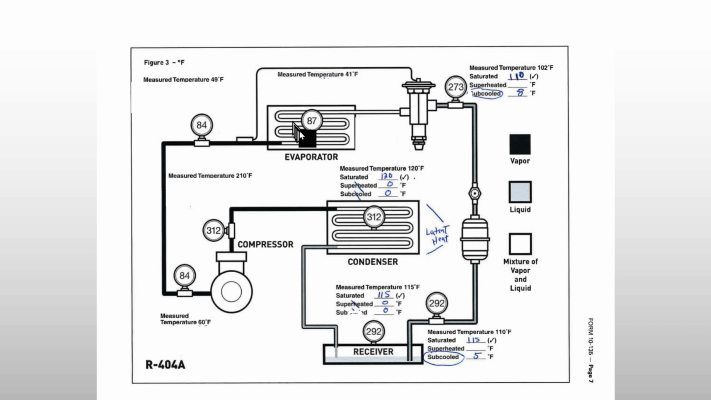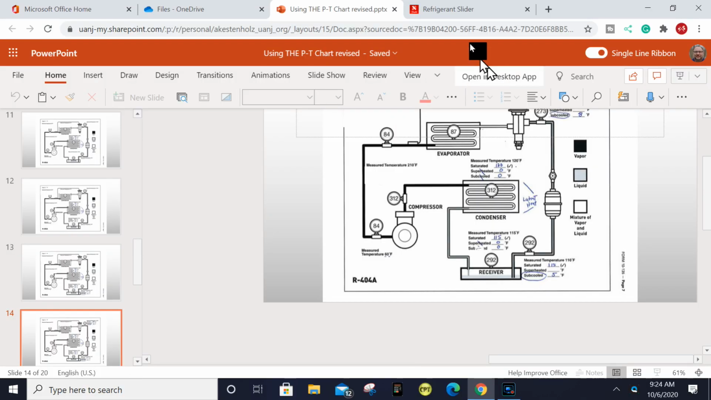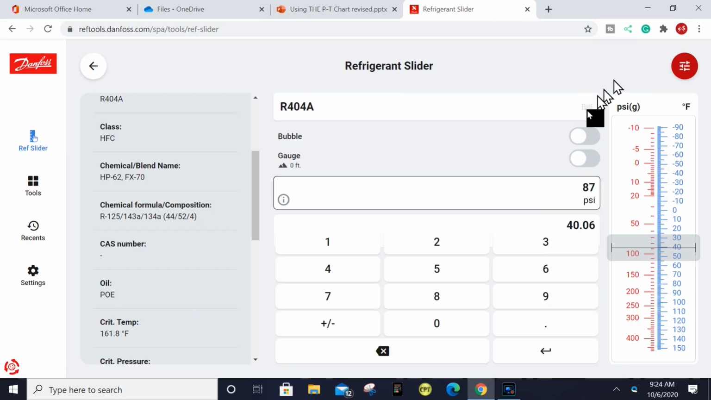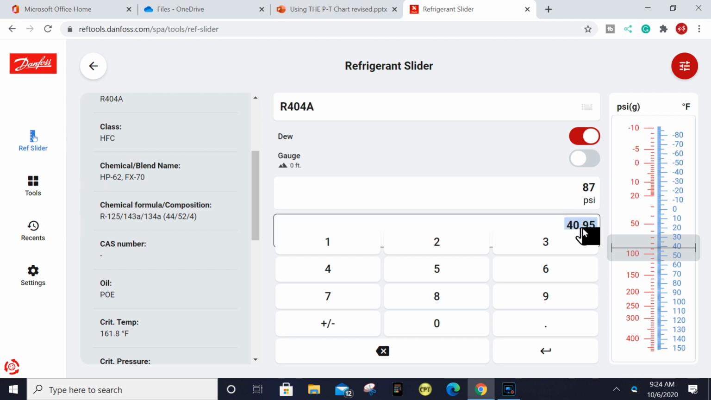So we should start to use the dew point, or superheat, setting. So I have to go back here and change it from bubble to dew. And my dew gauge pressure is 87 psi. All right, and that gives me about 41 degrees. See how there was a difference? One was 40, one was 41. So this is the one I have to go with, dew, because I'm starting to boil off. I'm going into the evaporator.